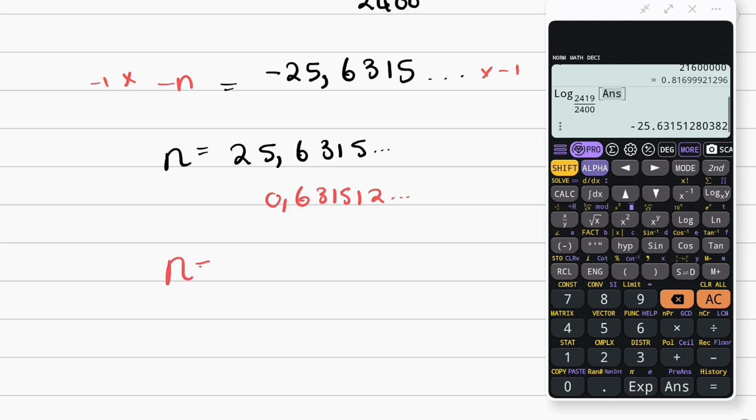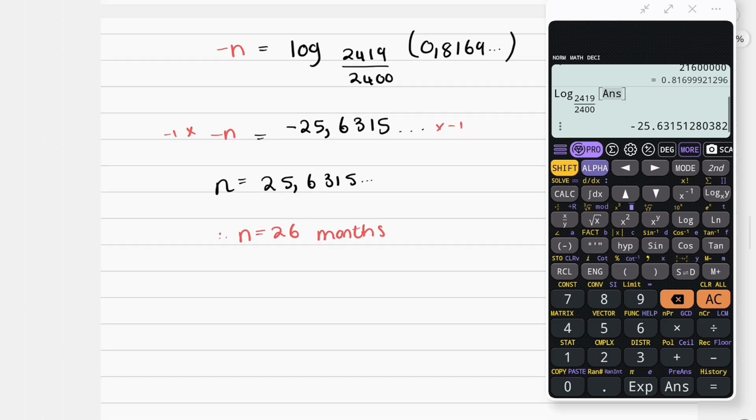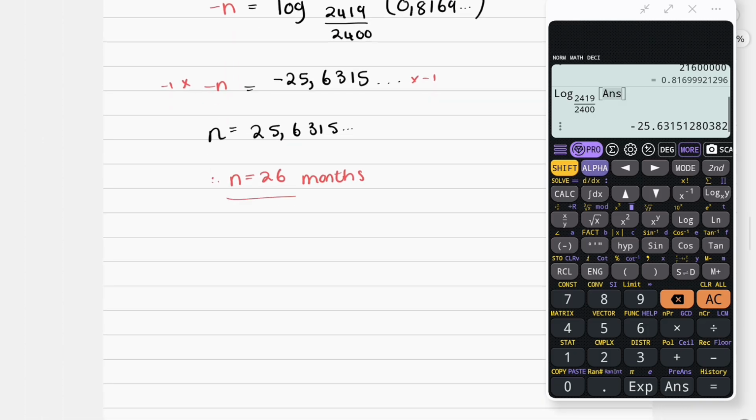It may not be one single payment, like n equals one month. It's not 1 month, but it's less than a month's worth of payment to make. So the total months it will take for him to actually pay off the loan completely would be 26. So you can conclude it will take him 26 months to repay this loan. Okay, so that is it for that question.